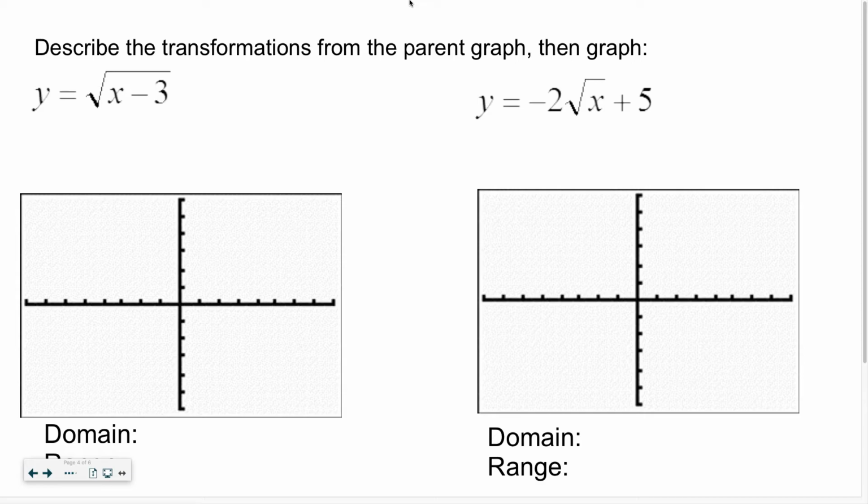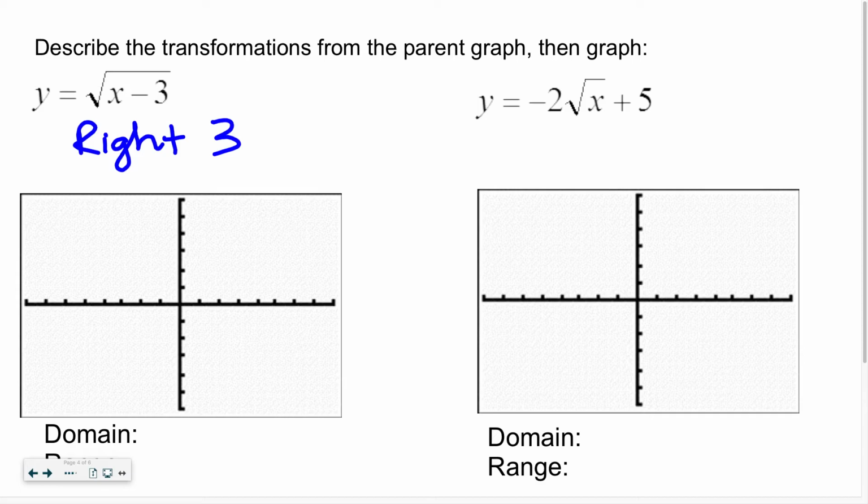So y equals the square root of x minus 3. Tell your pod members what you think the transformations are for y equals square root x minus 3. Is that an A, H, or K? That's an H because it's under the square root. X minus H actually moves it right 3. Remember, H looks like the opposite. That's the only change from the parent graph.